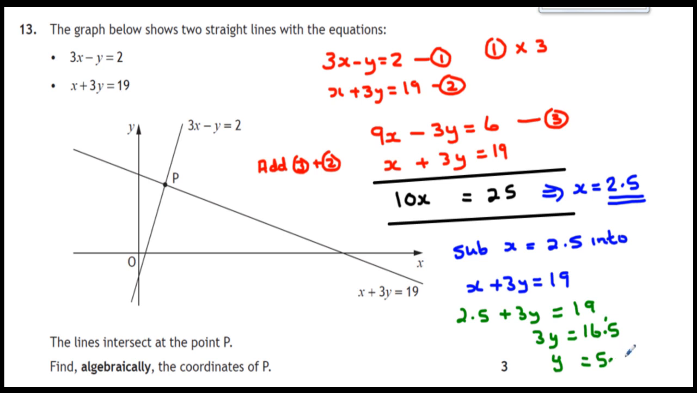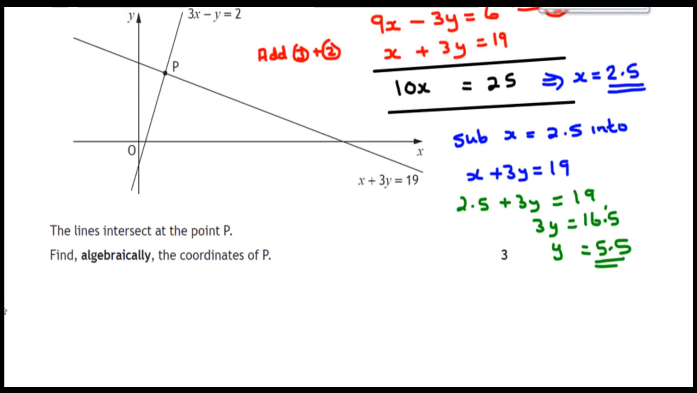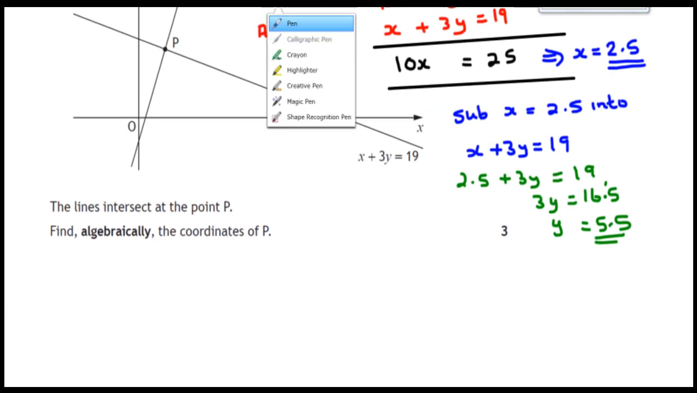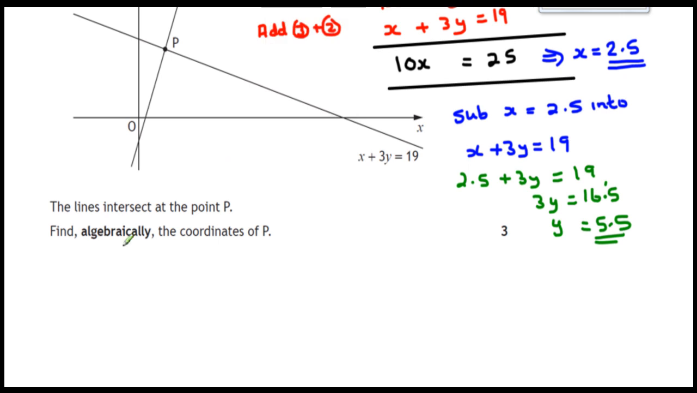Now at this stage, go back and read the question. Always go back to your question. Find algebraically the coordinates of P. If I leave my answer the way I've got it just now, I will not get that final mark because I was asked to work out the coordinates of P. So the coordinates of P are going to be the x coordinate first, so it's 2.5, and the y coordinate next is 5.5.